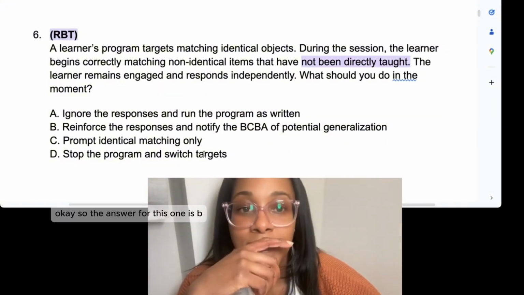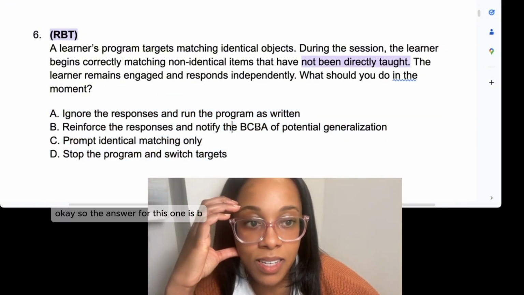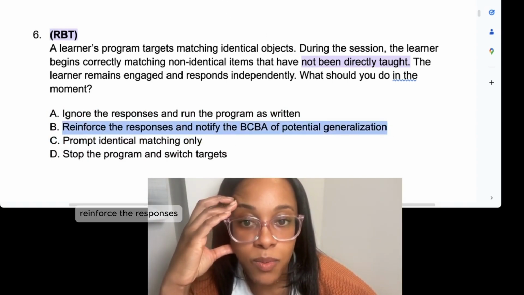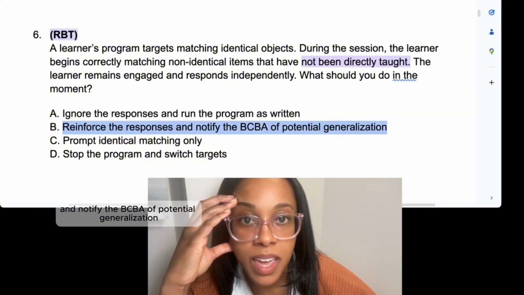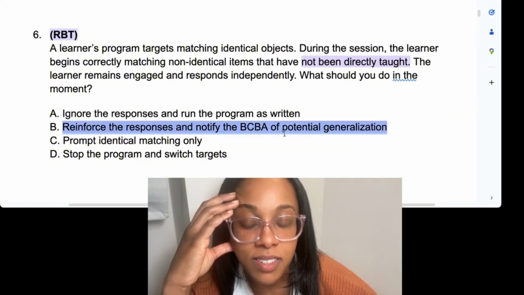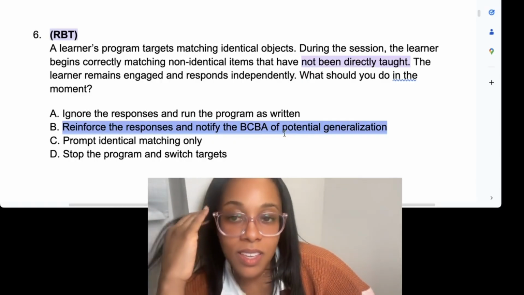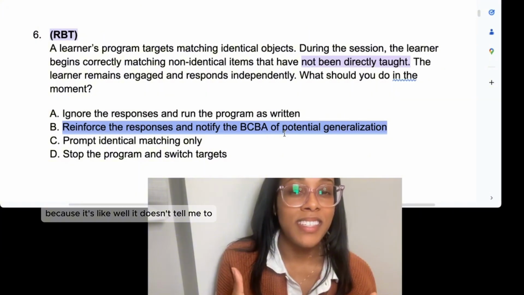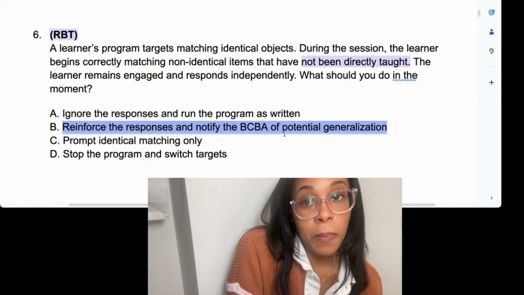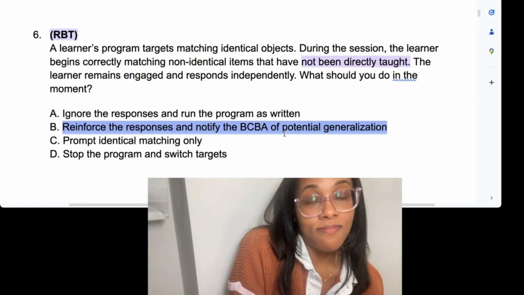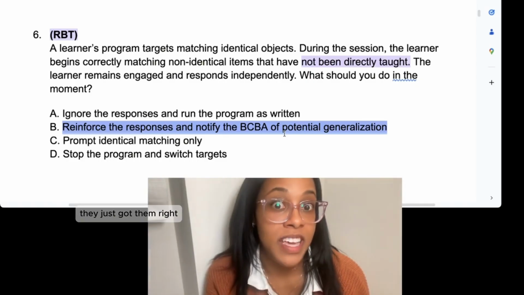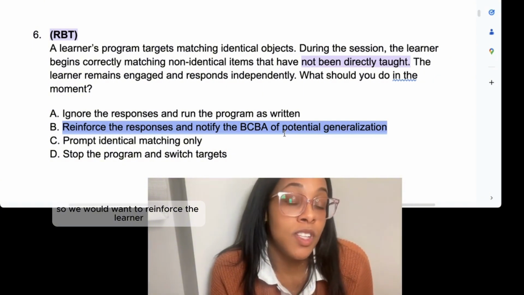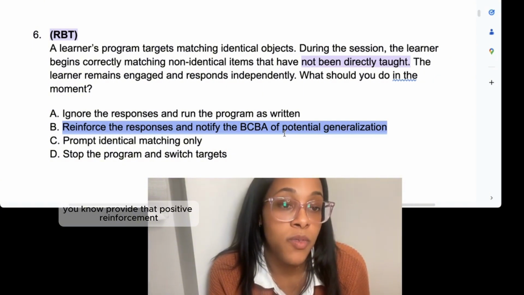Okay. So the answer for this one is B. Reinforce the responses and notify the BCBA of potential generalization. For A, that's where it can get a little bit tricky, right? Because it's like, well, it doesn't tell me to teach these, but you're not teaching them. They just got them right. So we would want to reinforce the learner, provide that positive reinforcement.